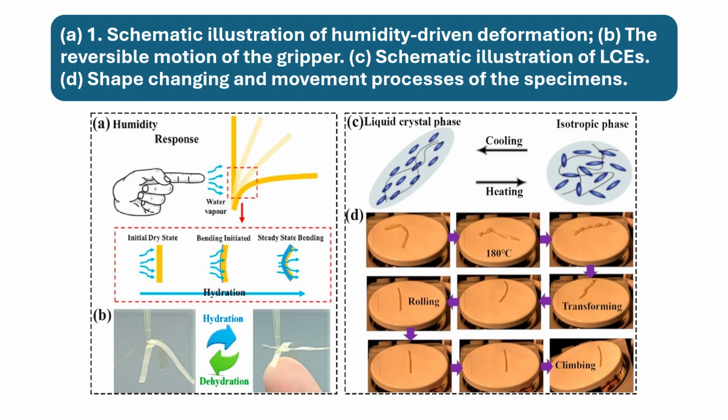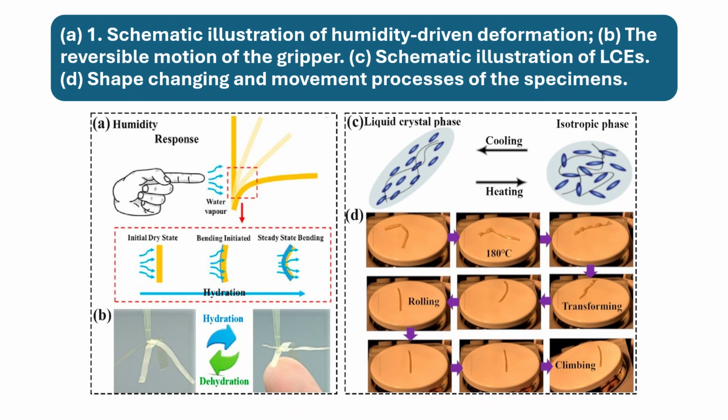You can see initially the polymer is in the dry state, and when the humidity, which means when the water, is supplied, it will start changing its state. So it will bend, and ultimately it will bend more. We can say steady state bending, by hydrating it, by giving it more water supply.